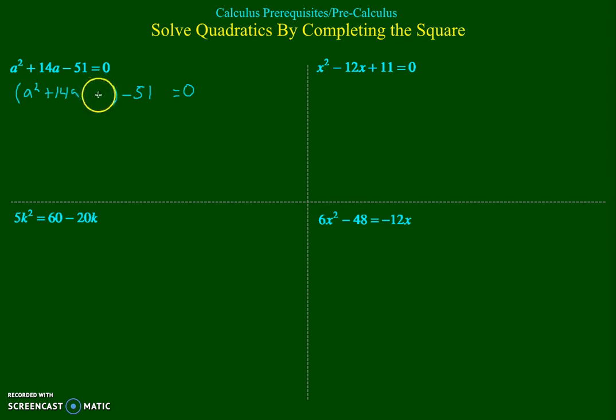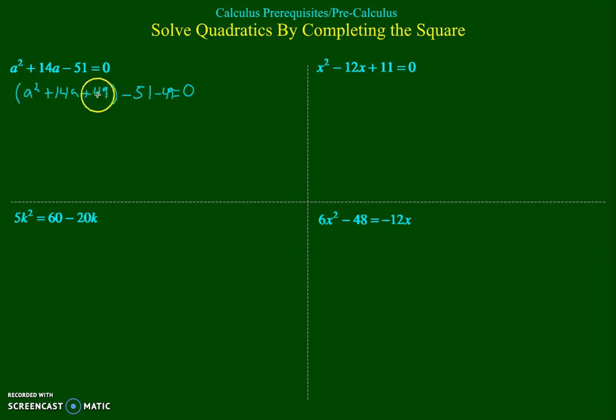So I'm going to reverse the process. I'm going to take this, divide it by 2, and square it. So 14 divided by 2 is 7. 7 squared is 49. Now I've added a value of 49 to the left side of this equation. So to keep the equality true, I'm going to subtract 49, but I'm going to do it on the outside here. So that I've accounted for the addition of the 49, I've subtracted the 49, and I haven't changed my equation one bit. Now I have a perfect square trinomial.